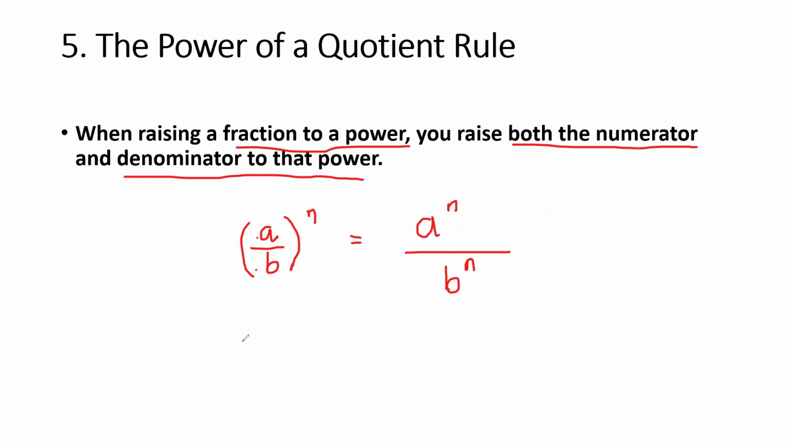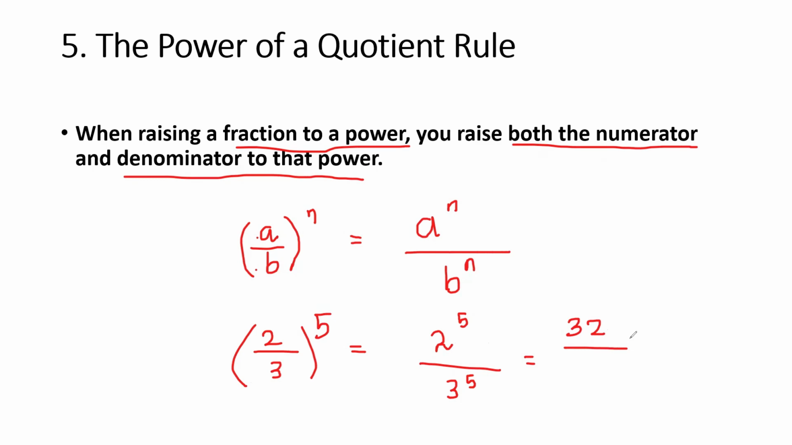So let's see here, 2 over 3, let's say you have the power 5. The numerator is 2 here, so 2 will have the power 5, and 3 as the denominator will also have the power 5. So 2 to the power 5 is 32 and 3 to the power 5 is 243. So that's how you have to do it.